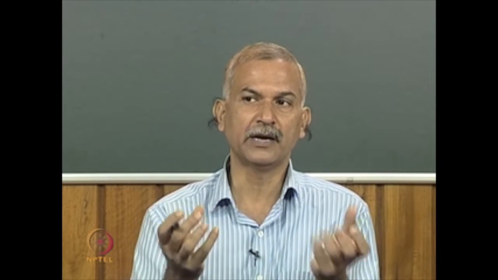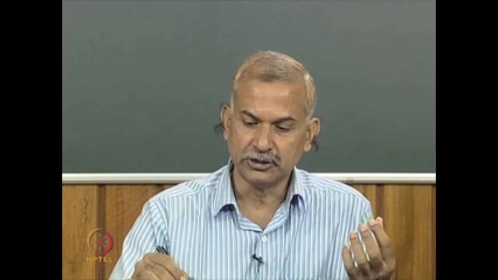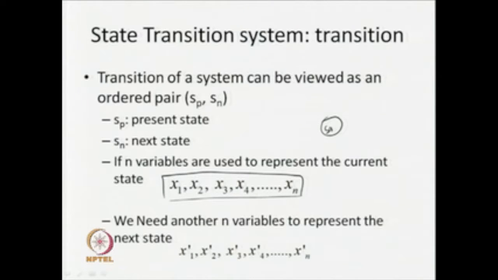By the evaluation of these state variables, we get the current state. Now, when we have a transition from the present state SP to a next state, we have to represent this next state also, where we go after making this transition. This next state will again be represented with the help of n state variables, because n state variables are required to represent the present state.